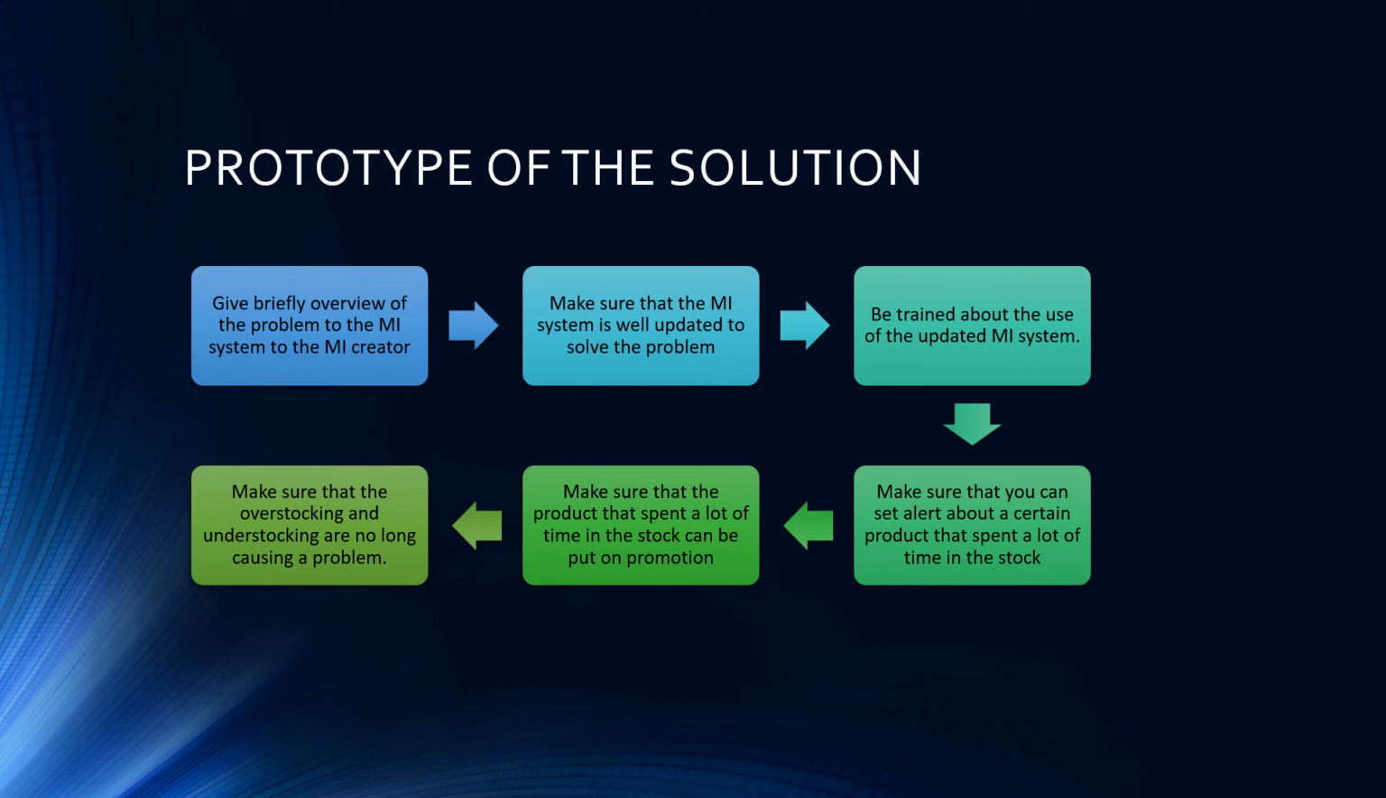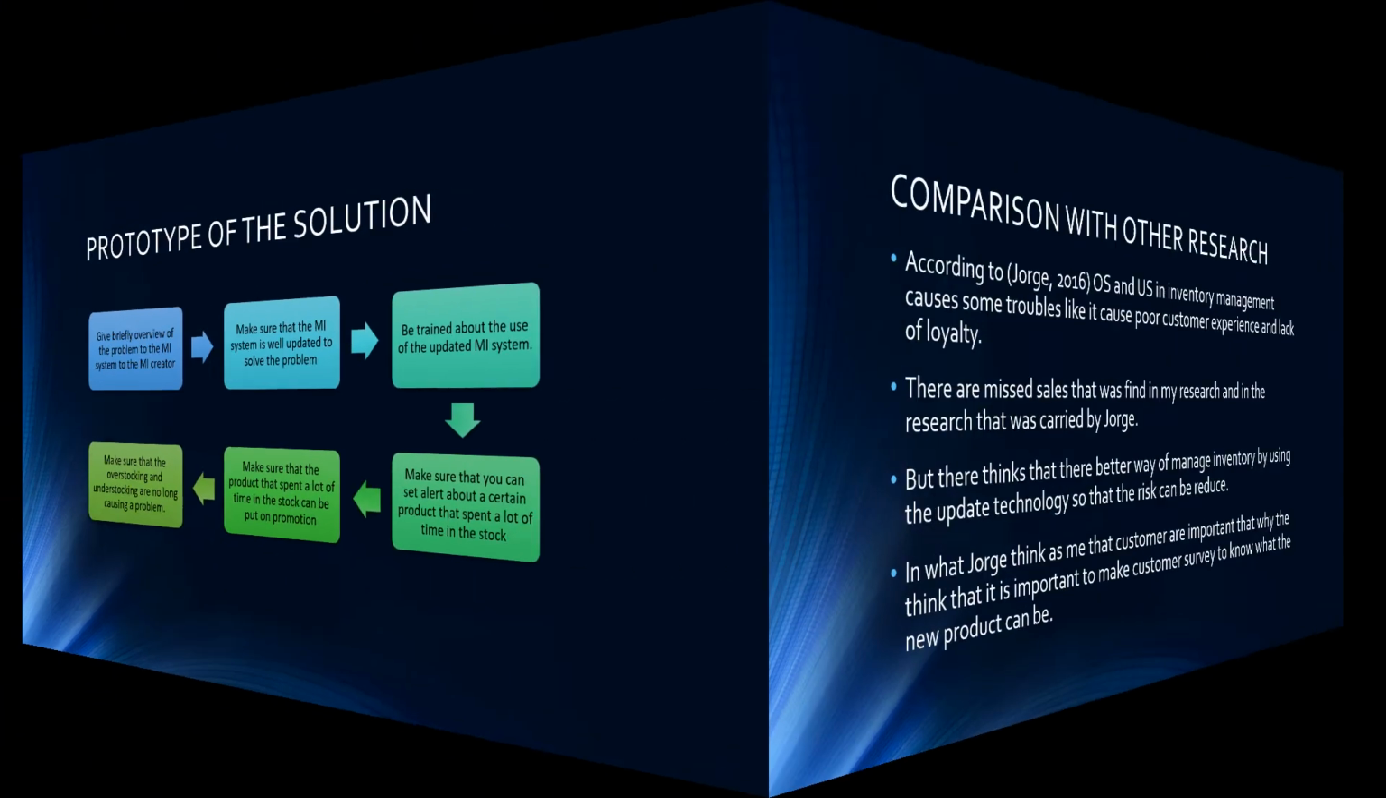that spends a lot of time in stock, and after that make sure that the product that spends a lot of time in stock can be put on promotion. Then make sure that the overstock and understock are no longer causing any problem. That's the prototype of the solution that I have made.